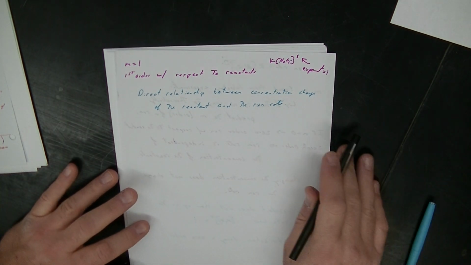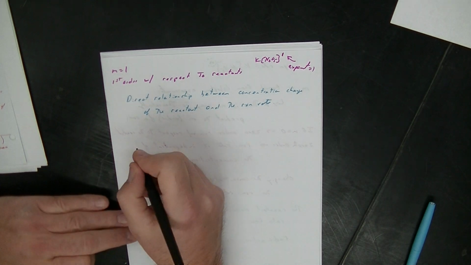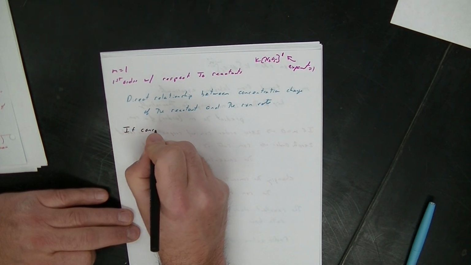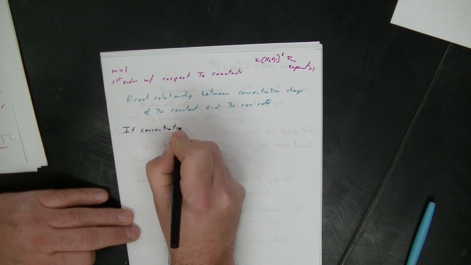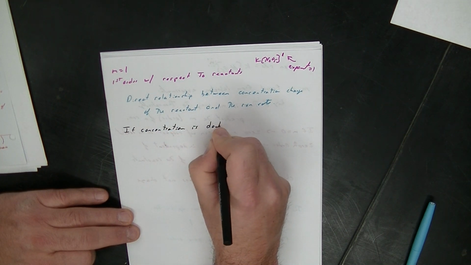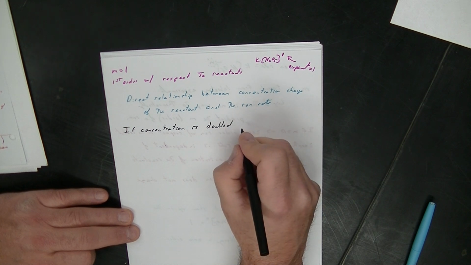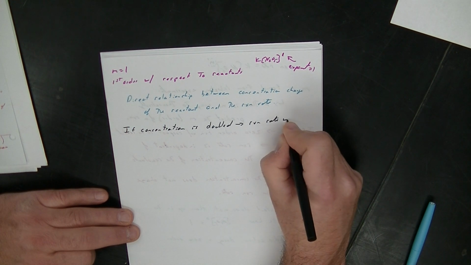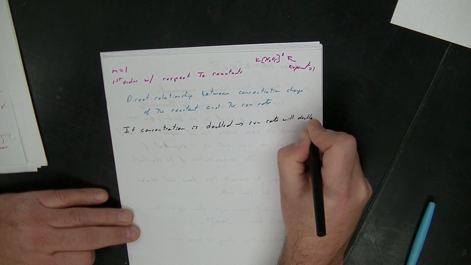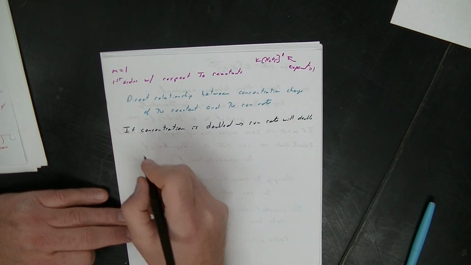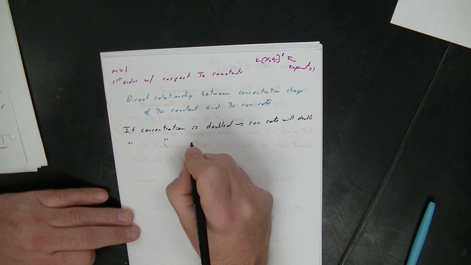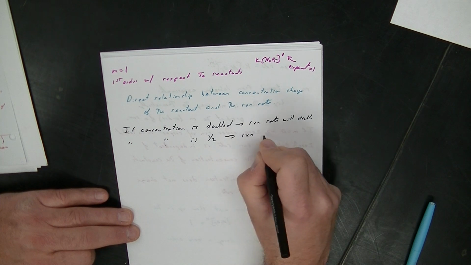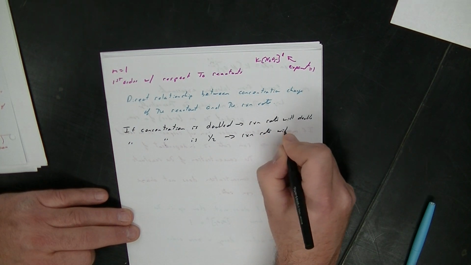Okay, what does that mean? Well, if concentration is doubled, that means our reaction rate will double. Or if concentration is, I don't know, halved, our reaction rate will halve.